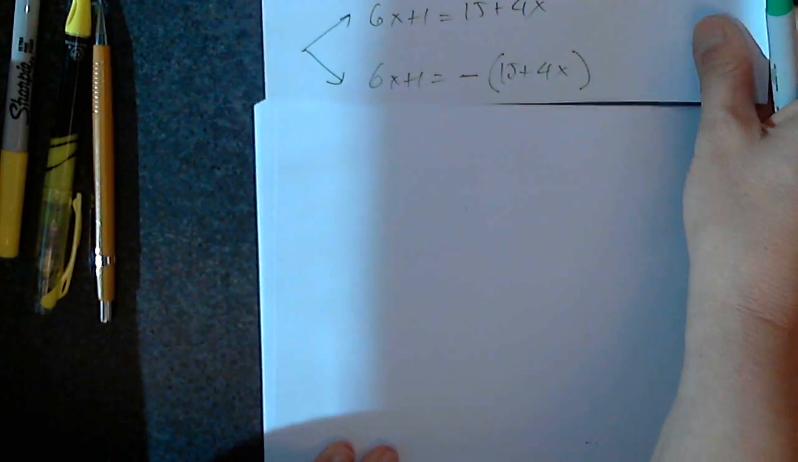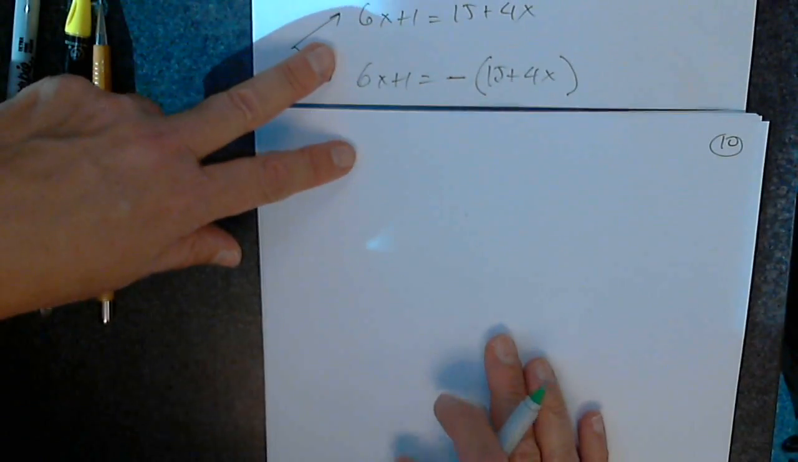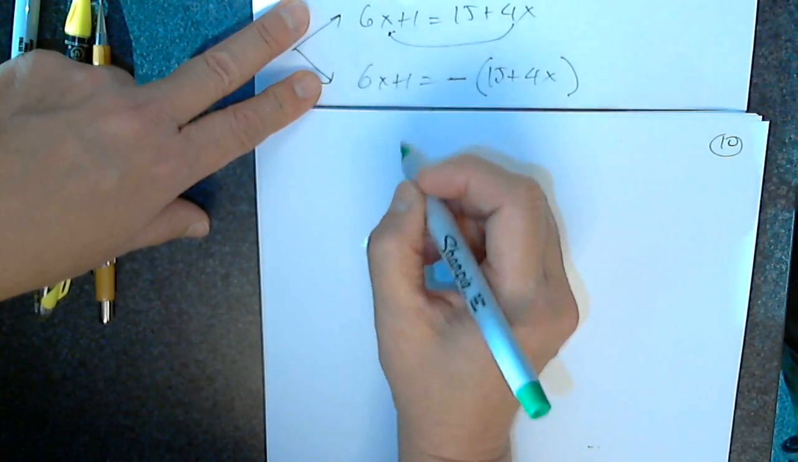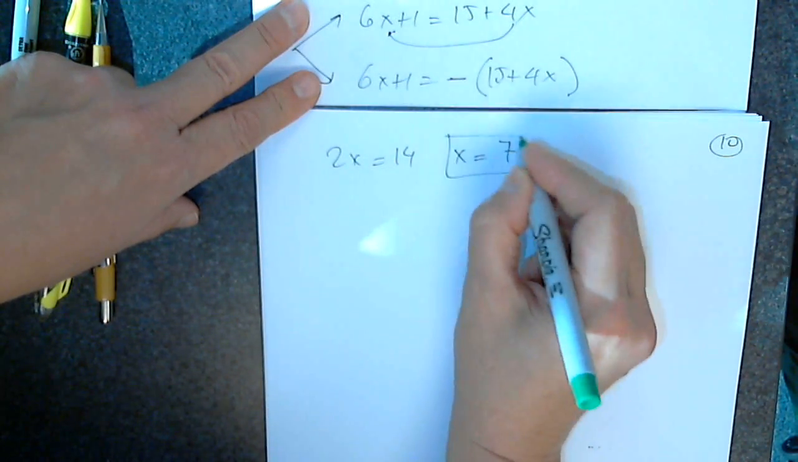So, first equation, I got 2x equals 14. Okay, so I moved 4x and I get 2x equals 14 indeed, so x equals 7. Very good, excellent.